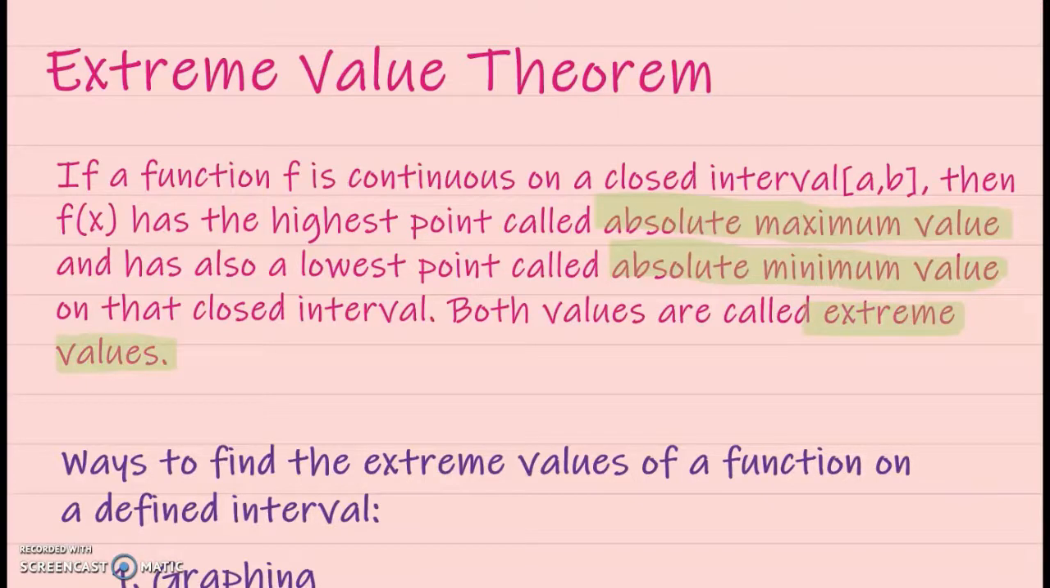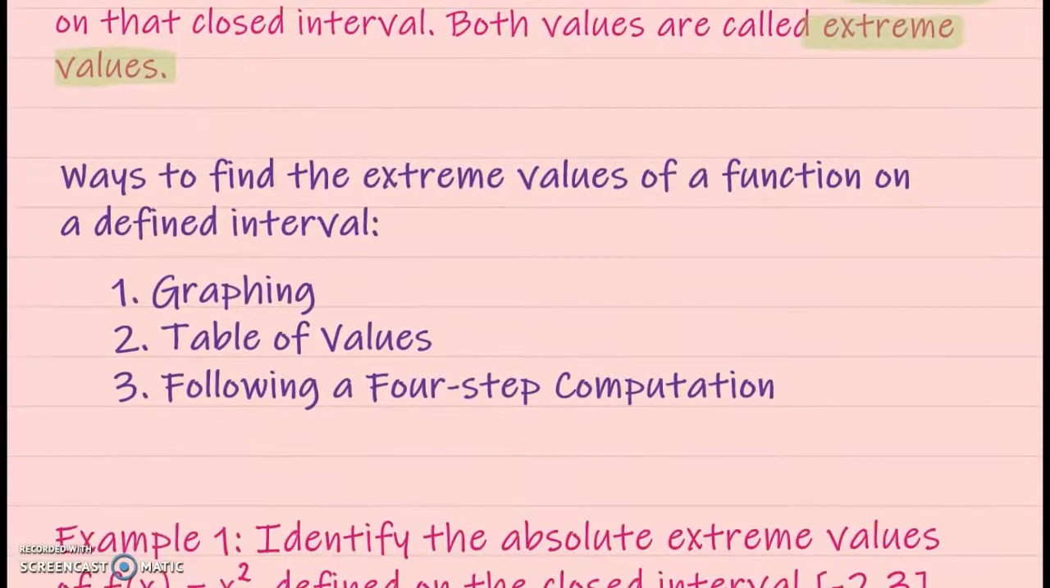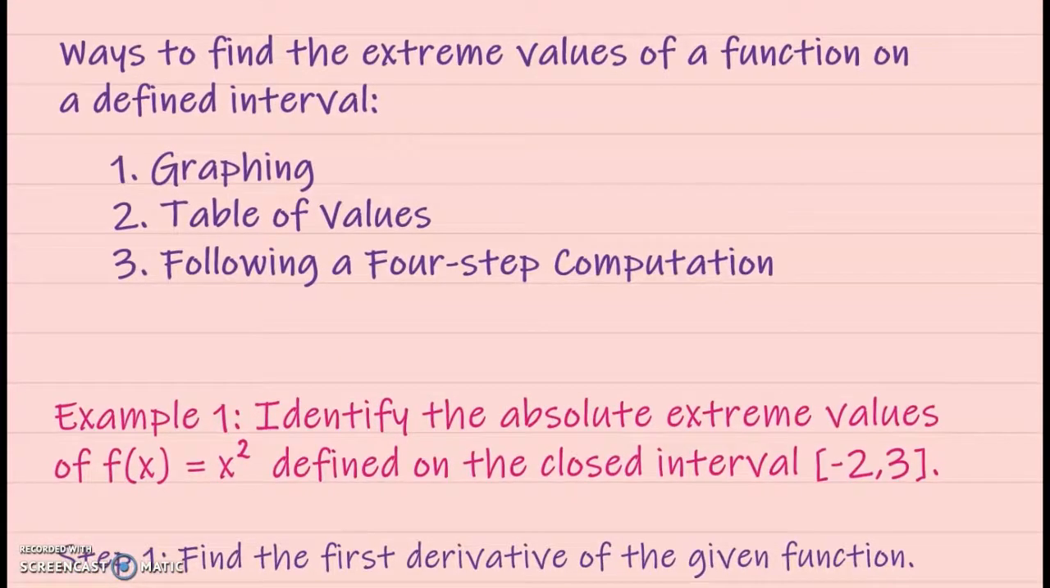Now, we have also learned that there are a number of ways on how to find the extreme values of a function on a defined interval. First way is by graphing the function, of course. Second is by table of values, and third is by following a four-step computation. Graphing and table of values as ways to find the extreme values of a function is already discussed on the reading material, so please read the PDF and your weekly learning packets. In this video, we will just be talking about following a four-step computation to find the extreme values of a function in a defined interval.